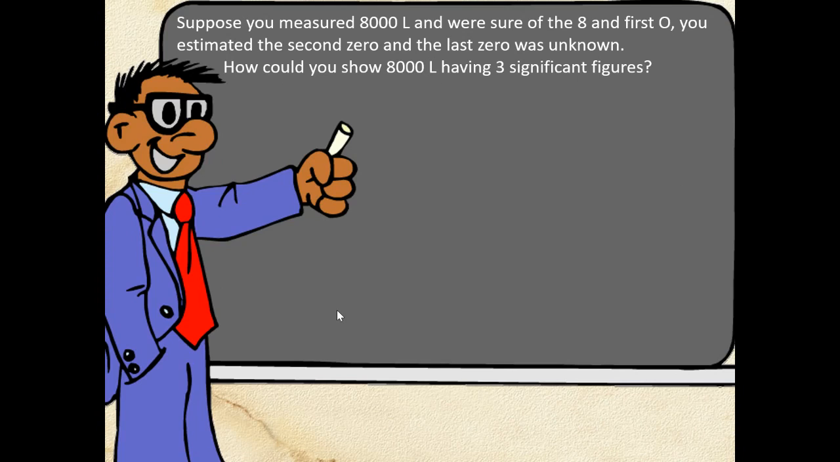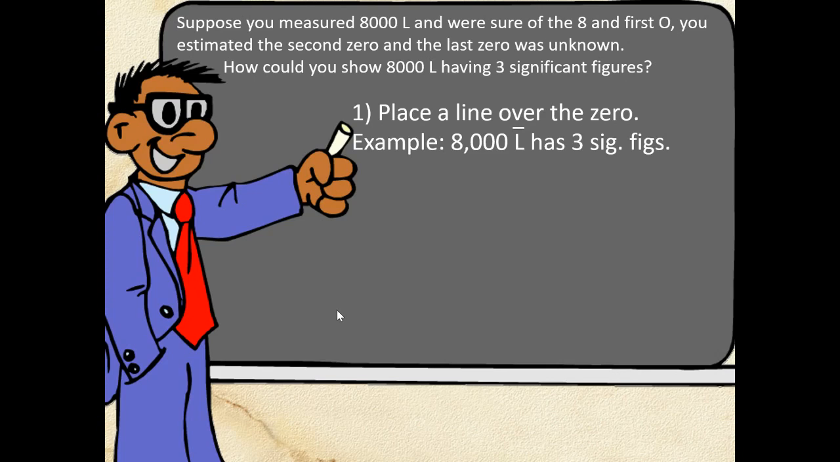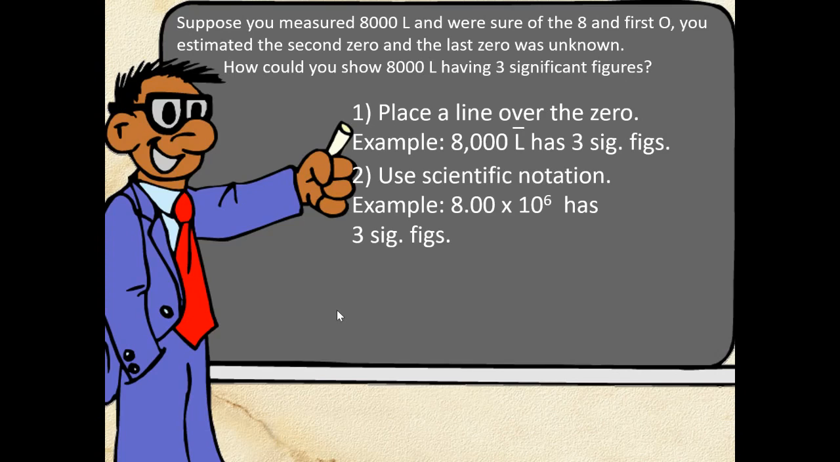So if we measured 8,000 liters and we were sure of the 8 and the first 0, we estimated the second 0, and the last 0 is an unknown. How could you show 8,000 liters having 3 significant figures? Place a line over the 0. Use scientific notation, which is the one that you guys are going to actually do. So learn this one, 8.00 times 10 to the 6.